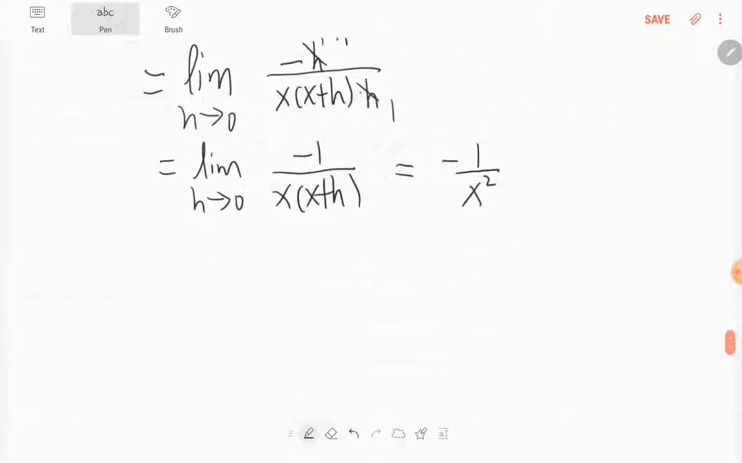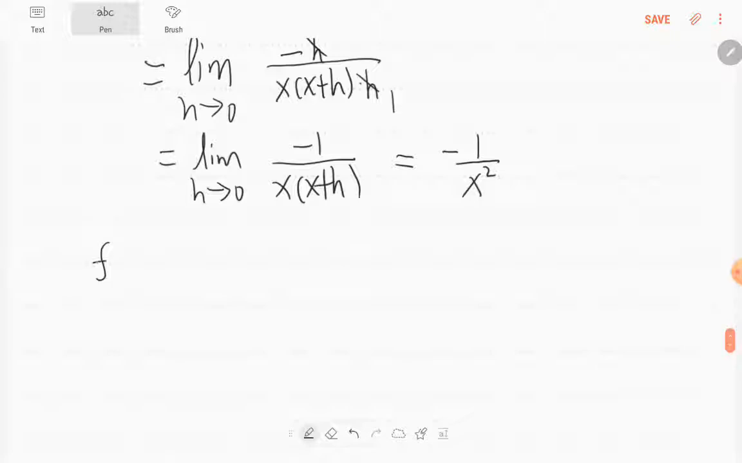For example, if we want to know what is f prime of 2. F prime of 2 means we want to know the slope of the tangent line at the point where x equals 2. So we plug in 2. So this is 2 squared, so this is negative 1 over 4. Right.